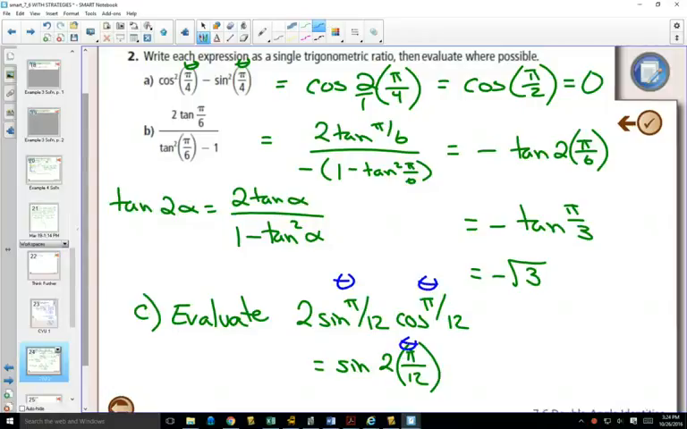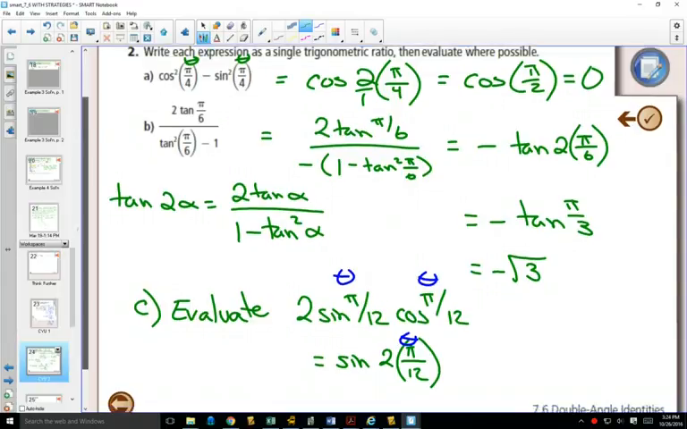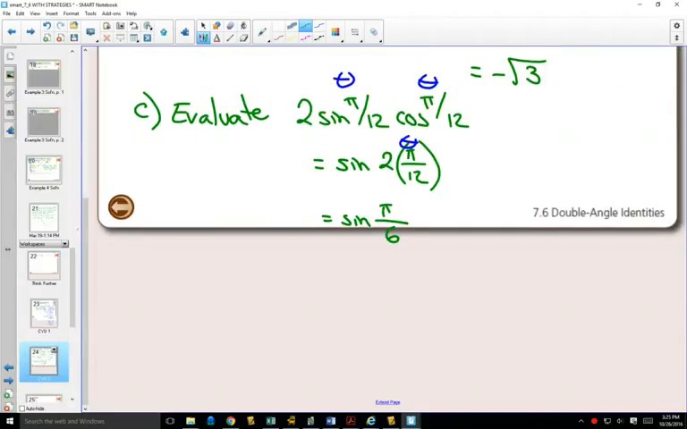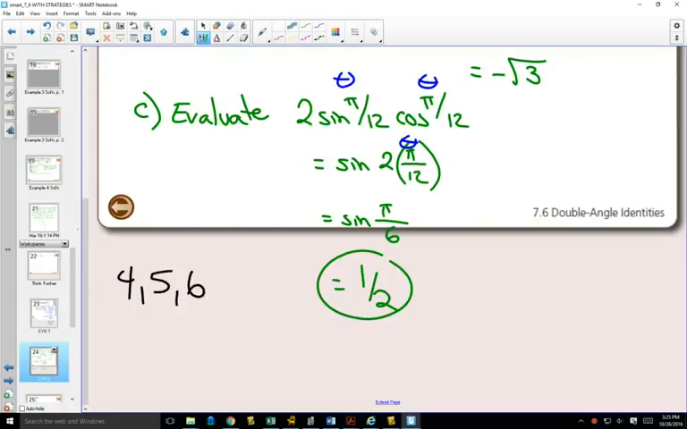because here's my thetas, and 2 sine theta cos theta is equal to sine 2 theta. That reduces to sine of pi over 6, which is just a half, which is a lot shorter than doing our double angle formulas twice. Four, 5, and 6 are ones that you can do for practice.